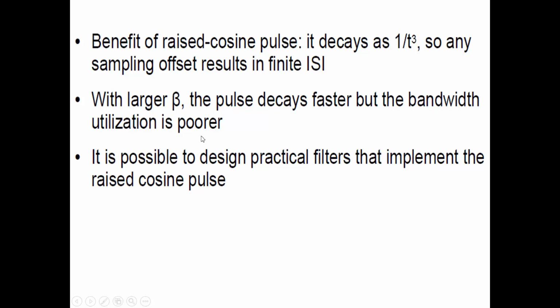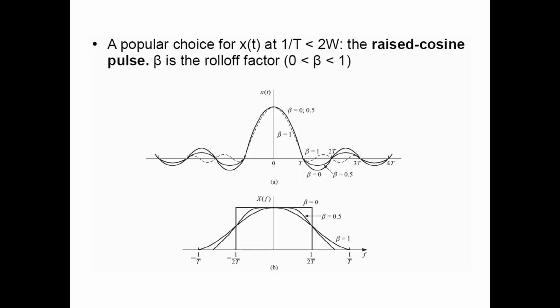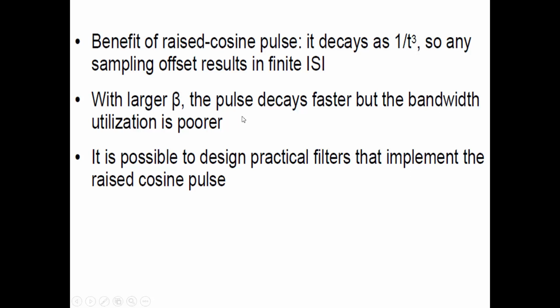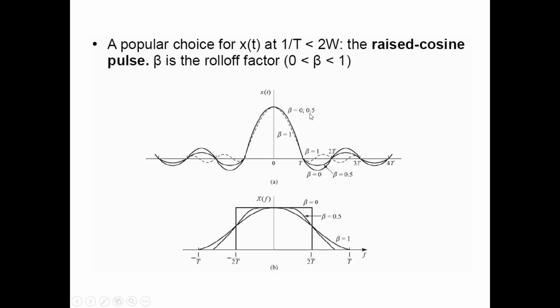But the bandwidth utilization is poor because it extends beyond the bandwidth available. So your bandwidth utilization will be poorer for larger values of beta. Now it is possible to design practical filters that implement the raised cosine pulse. Okay, so with raised cosine pulses, ideally speaking, we will be able to achieve zero ISI.